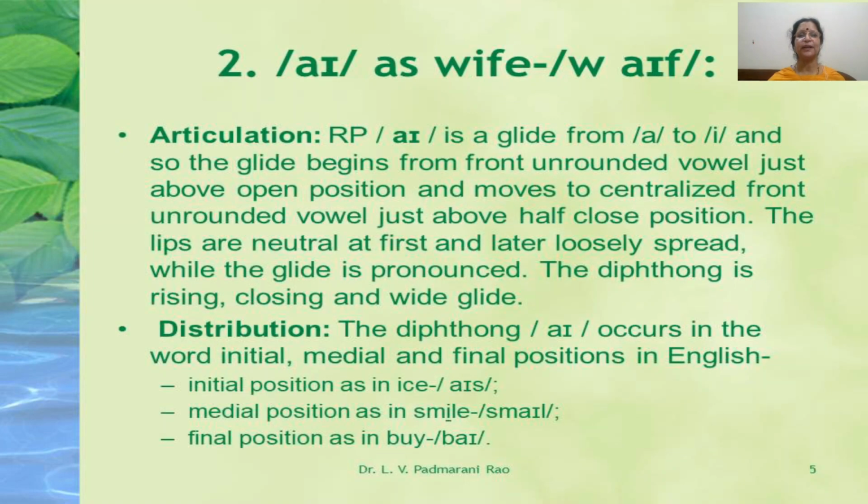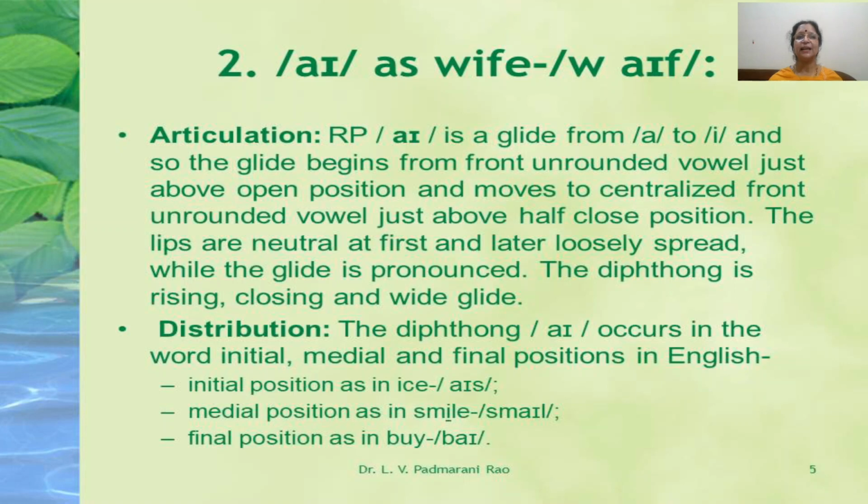The second diphthong that you have is: open your mouth wide, ah, and end with e, I. Now this is easy for us because we have it in our language. I as in wife. The RP I is a glide from A to E, and so the glide begins from the front unrounded vowel just above the half open position and moves to a centralized front unrounded vowel just above the half closed position. The lips are neutral at first and later loosely spread while the glide is pronounced. The diphthong is rising, closing, and wide glide.